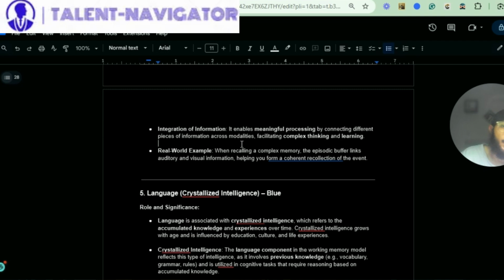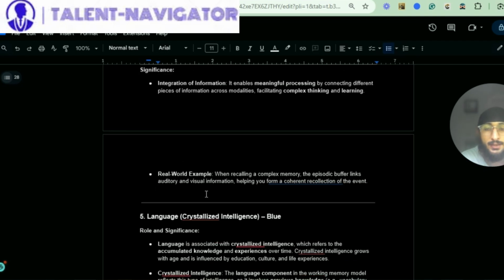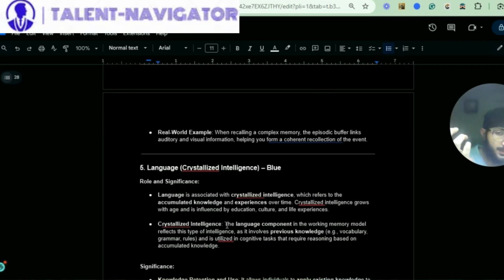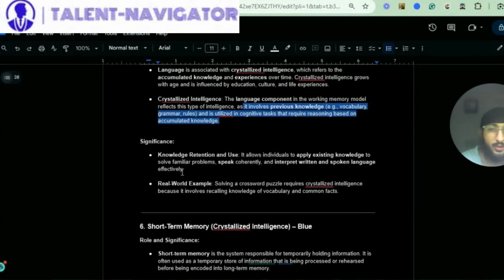Then language. Language now is crystallized intelligence, and it is marked as blue. So how is it crystallized? The language component reflects this crystallized type of intelligence, since it involves previous knowledge of vocabulary and grammar rules, and is utilized in cognitive tasks that require reasoning based on accumulated knowledge, or knowledge that is already learned, right? So significance: knowledge retention and use.